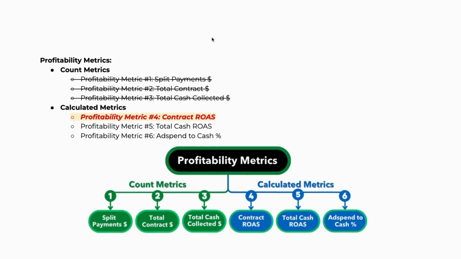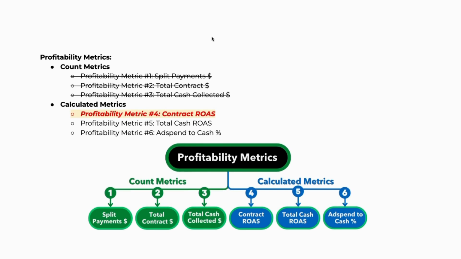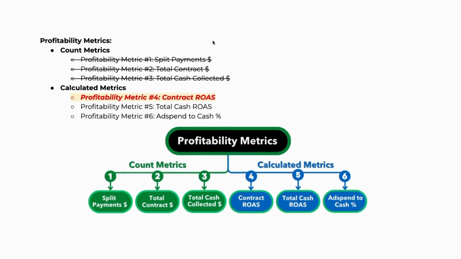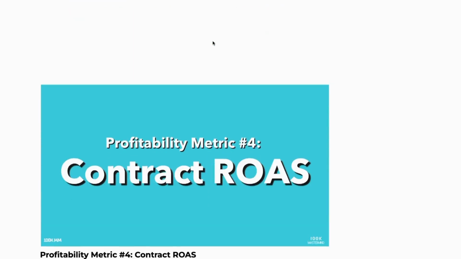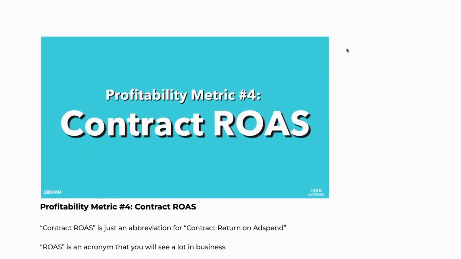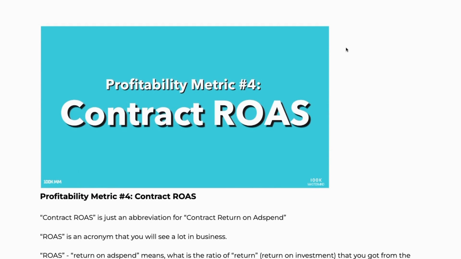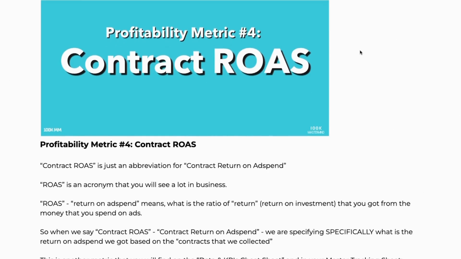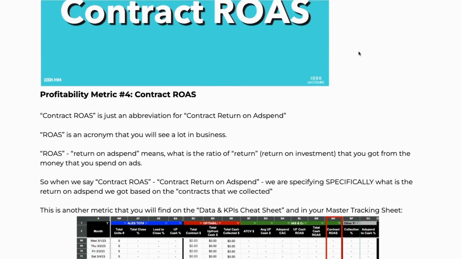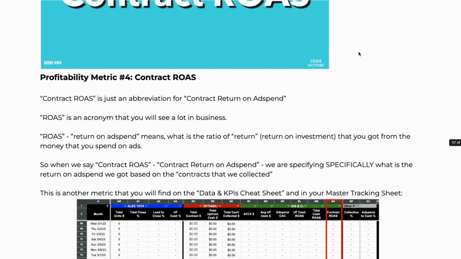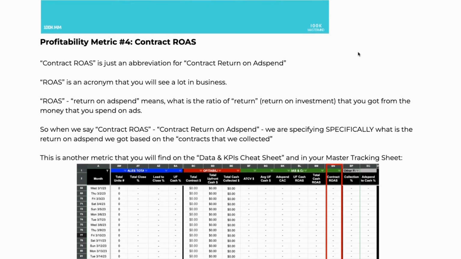Now let's go ahead and talk about the actual calculated metric, and that's going to be profitability metric number 4, which is contract ROAS, okay? ROAS we are already familiar with because we did talk about upfront ROAS back when we talked about acquisition metrics. So you're already pretty much familiar with the term ROAS. But in this case, we're specifically talking about the return on ad spend that was a result of the contracts that we had. So remember we talked about total contract? That's what we're talking about here, okay?